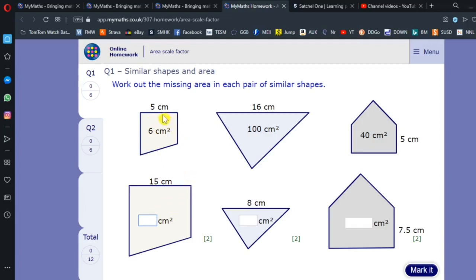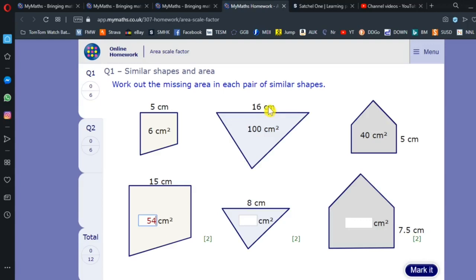If you look at this, you've got a pair of corresponding lengths, 5 and 15. So you can see that 15 is 3 times 5. So the length scale factor is 3. Okay, I'll repeat that. The length scale factor is 3. That means the area scale factor is 3 squared. 3 squared is 9. So we need to times 6 by 9, and that will give us 54.